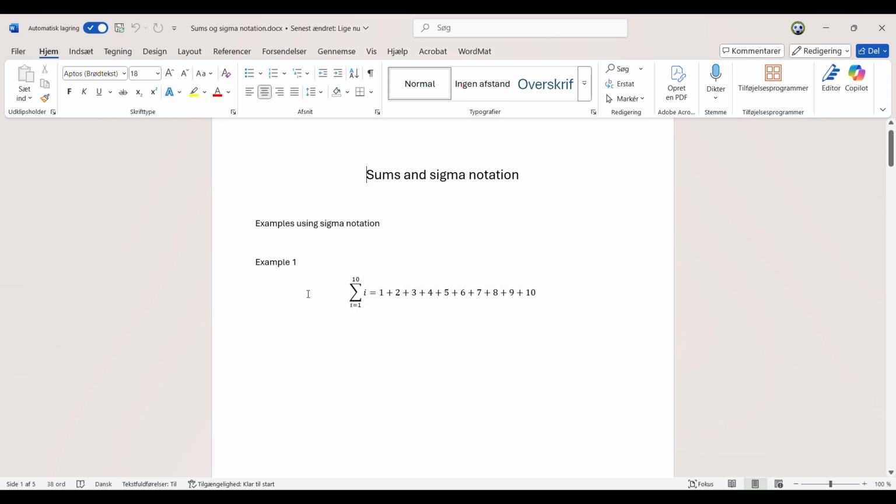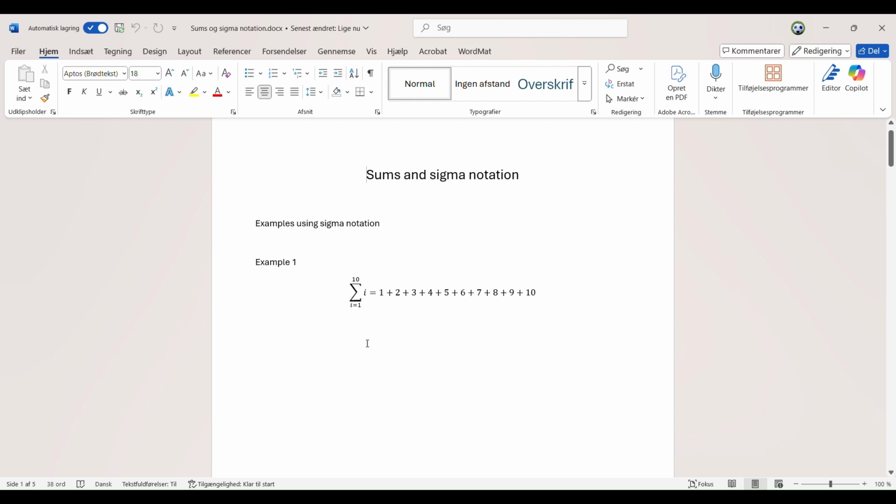So the first one, example 1. Here we've got our big sigma, the Greek letter for S, and we've got our index I, and we've got our lower limit here, which is 1, we've got our upper limit, which is 10, and we've got our expression in here, which is just an I, so equal to our index.